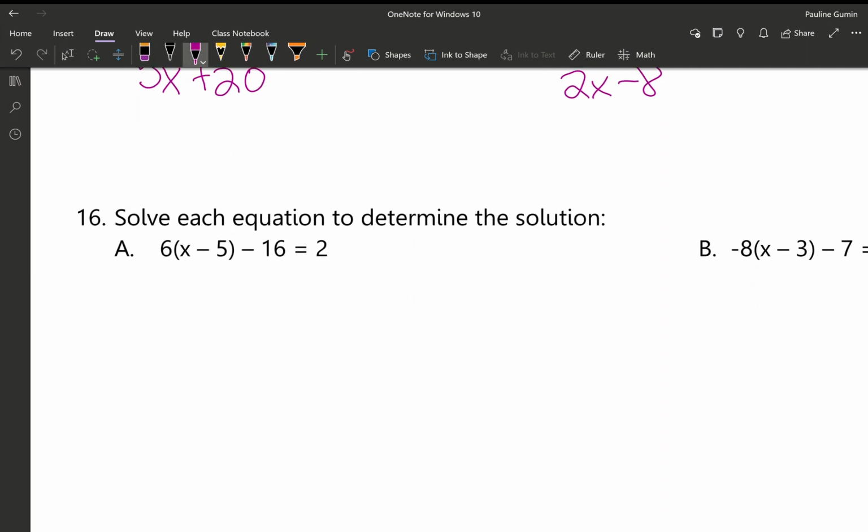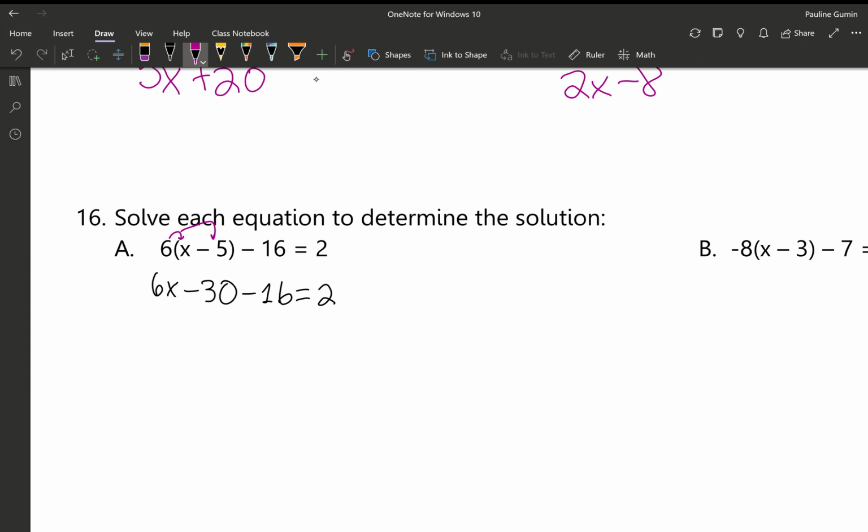Okay. Now, number 16a, I notice parentheses, so I know my first step here is to distribute. So let's do it. 6 times x is 6x. 6 times negative 5 is negative 30. The negative 16 and the equals 2 just come down. There's nothing that we could do with them yet.